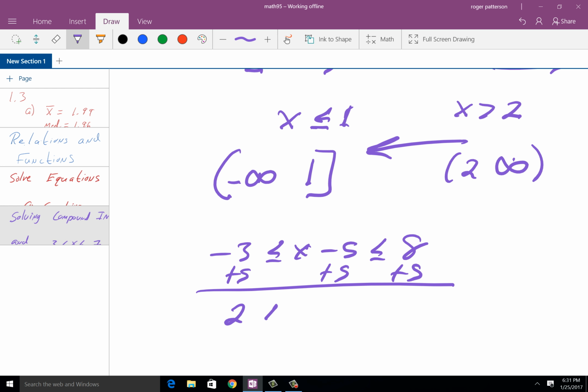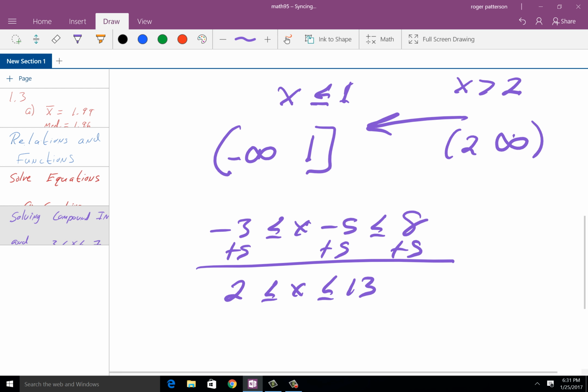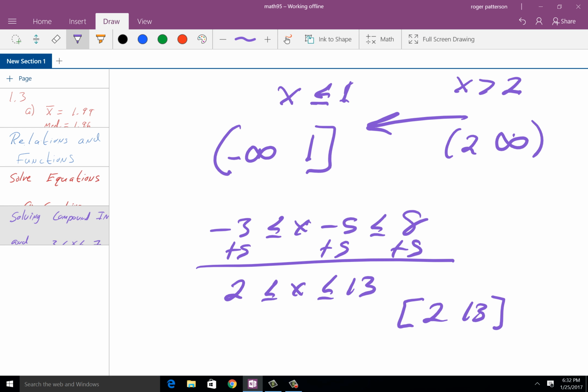So 2 is less than or equal to x, less than or equal to 13. And it says write in interval notation. They like interval notation here. 2, 13, bracket, bracket, because again we have equal to there.